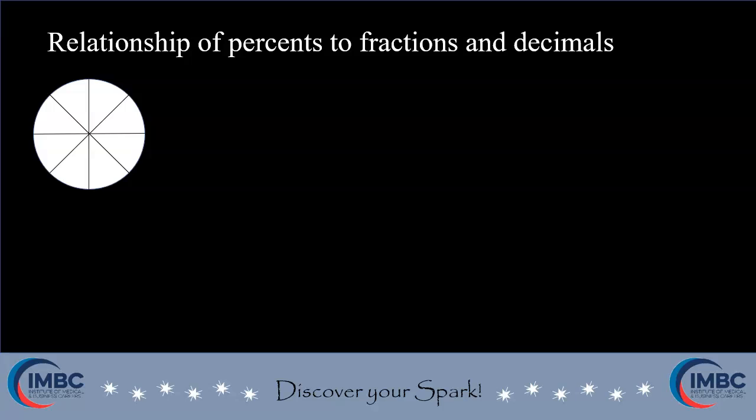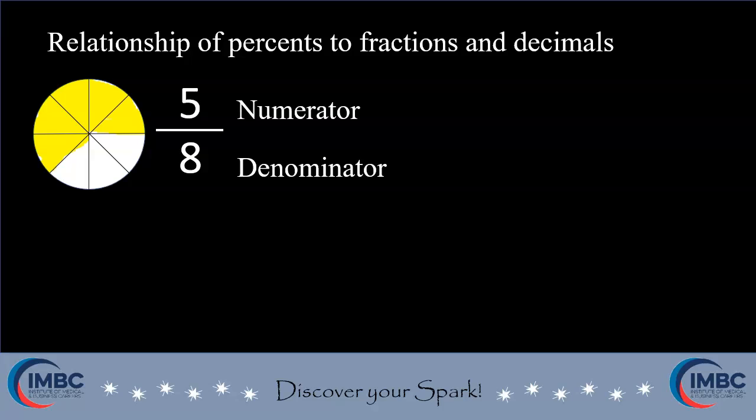Let's take a look at the relationship of percents to fractions and decimals. With fractions, the denominator represents how many times a whole is divided. We talked about this when we were working with fractions. And then the numerator describes how many of the fractional parts are being used. So in this case, denominator whole, 8 parts, we're using 5 of them. With decimals, a denominator is not needed. This is because the number of decimal places used indicates how many times a whole is divided. So, 25 hundredths. 25 divided by 100, so 25.